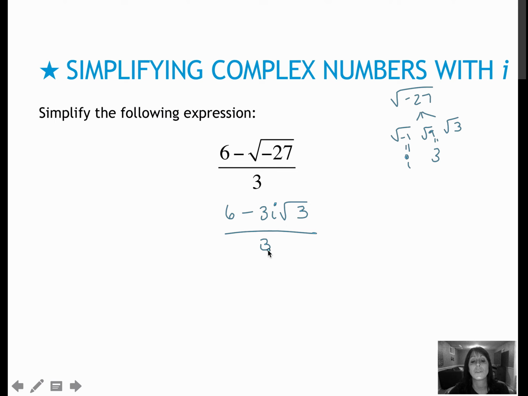Notice the 6, 3, and 3 can all be reduced. So the 6 reduces to 2, the 3 reduces to 1, so I'm not even going to write it. I keep the i radical 3 right where it is, and the 3 reduces to 1. But we all know that we don't have to write something as a fraction if the denominator is 1. And so my final answer is just 2 minus i radical 3.